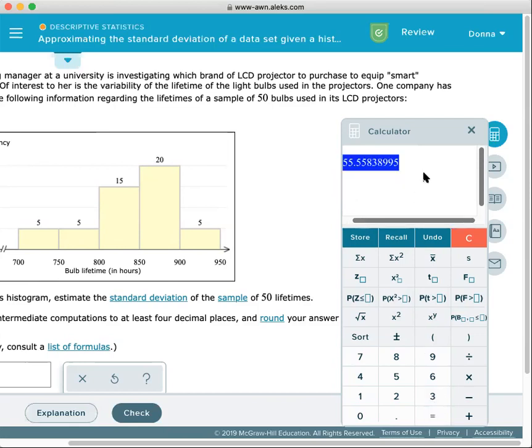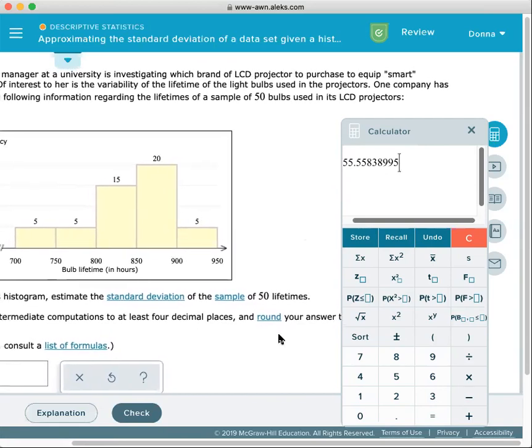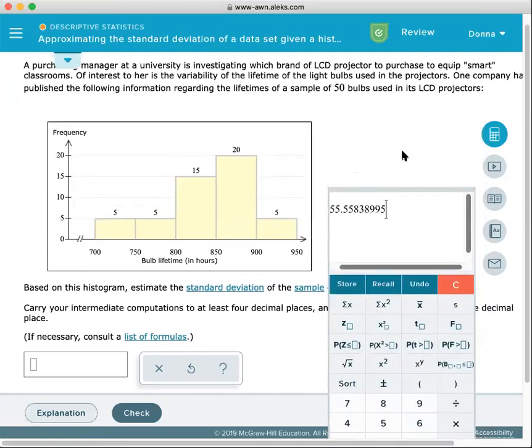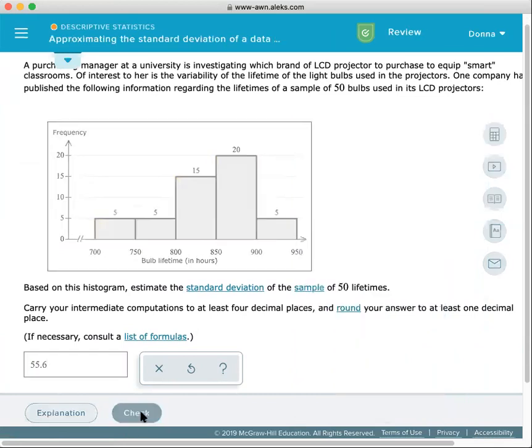And so then we have 55.558, and they want us to round your answer intermediate before, but we didn't do any intermediate. We do it all in one fell swoop because we have this neat calculator. But the final answer, they say round it to 1 decimal place. So at least 1. We're going to do 55.6. So that will give us the estimated standard deviation. Let's check to make sure we're right.